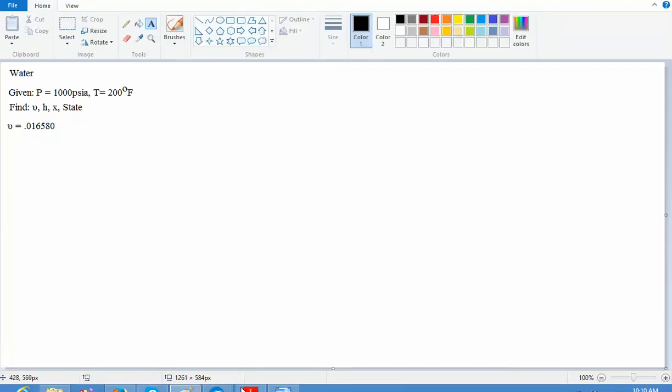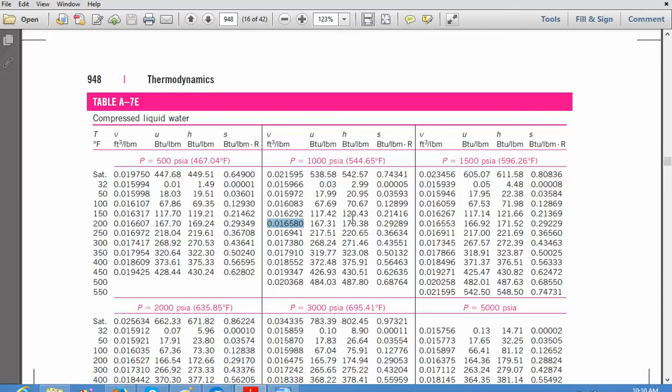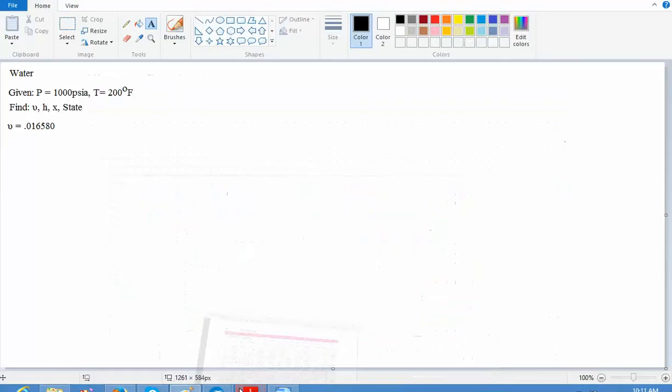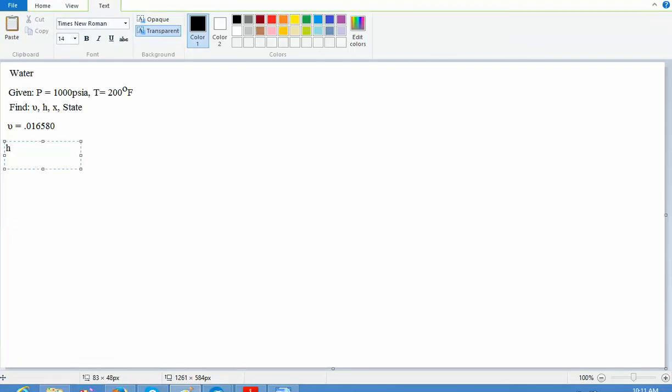And now we're going to look up our enthalpy. See, when water is in a compressed liquid state or superheated state, it's a lot easier because you don't have to solve for the quality. You don't have to rearrange any subjects. You just pull numbers straight off of the charts. So the enthalpy is 170.38. Enthalpy equals 170.38.